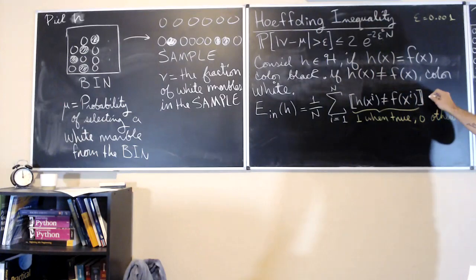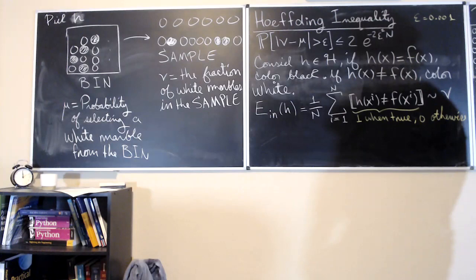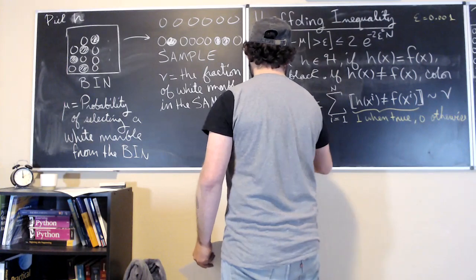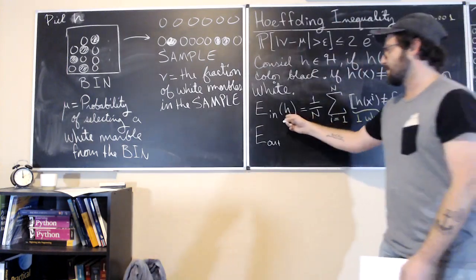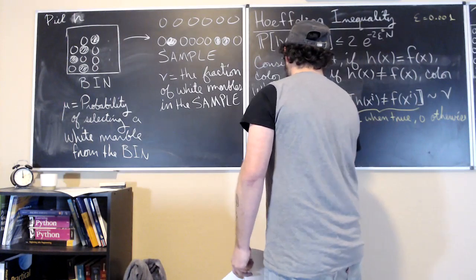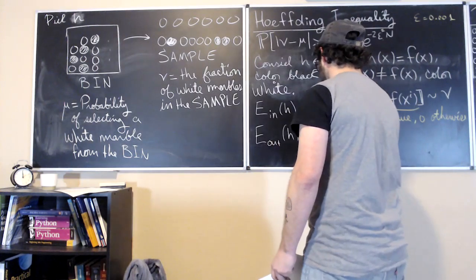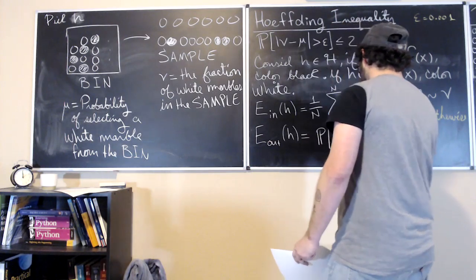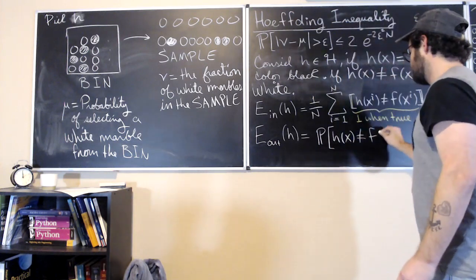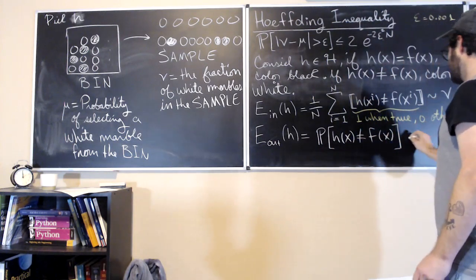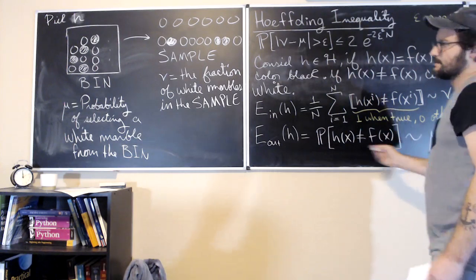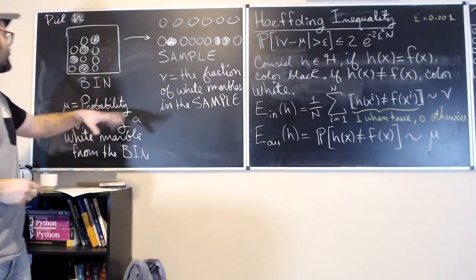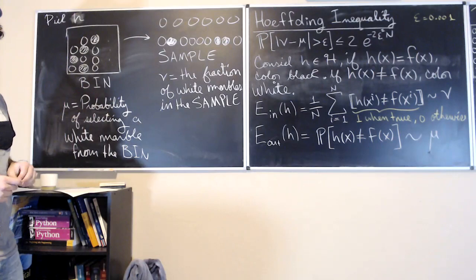So this is like a way of thinking about nu. And then we have our out-of-sample error for a given hypothesis that we've chosen. And that's just equal to the probability that h of x is not equal to f of x. And this is like our in-sample probability of selecting the white marble. Or not in-sample, or in the bin, the mu over here. Sorry.